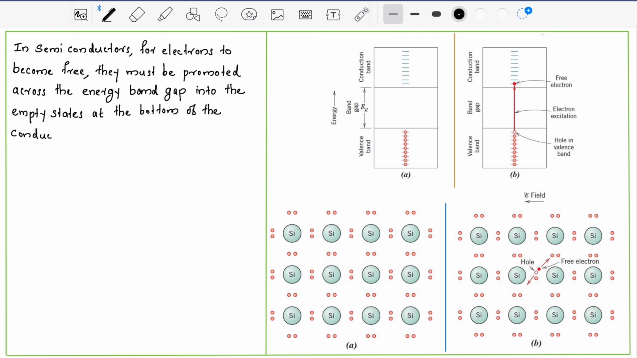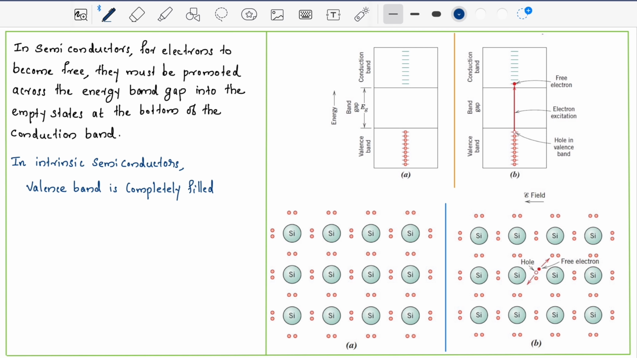Only the free electron will participate in the conduction process, and for that purpose the electron must be promoted from the valence band into the conduction band. Now, in intrinsic semiconductors, the valence band is completely filled and the conduction band is empty. The conduction band is empty at absolute zero.